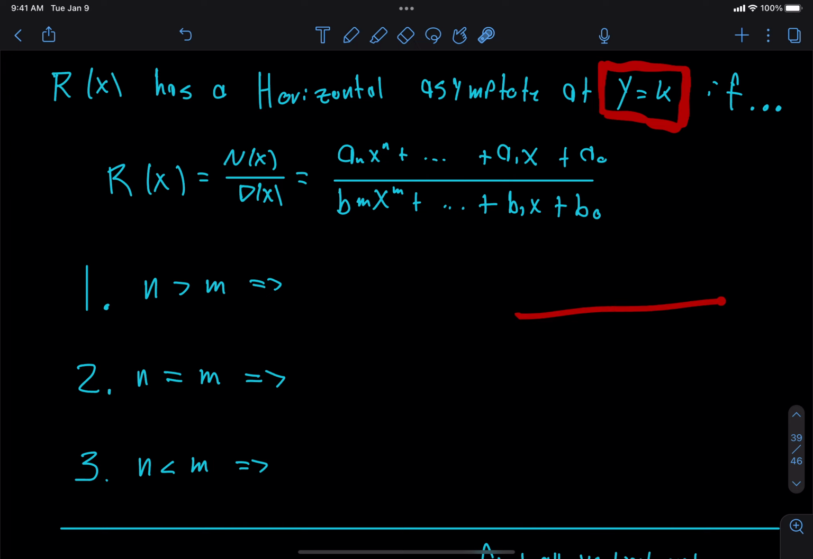Yeah, it's going to be a horizontal line, right? Because horizontal lines are defined by their height. Vertical lines are defined by their x value. Yes?